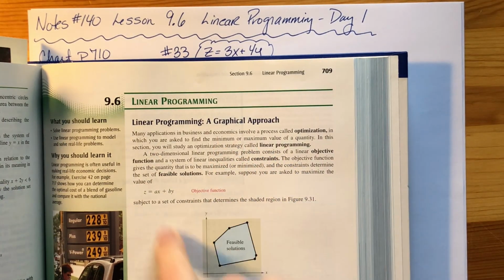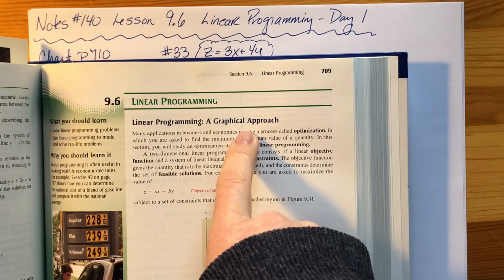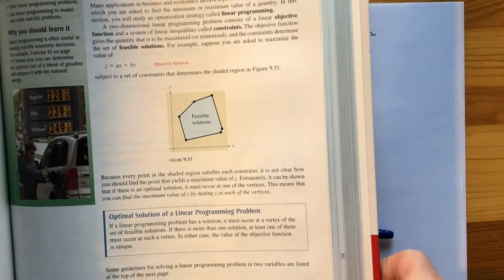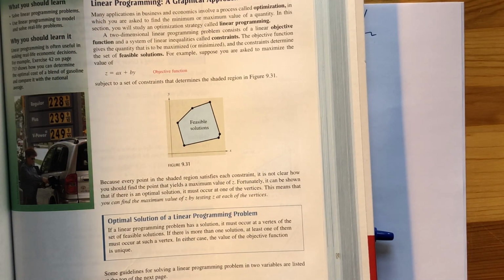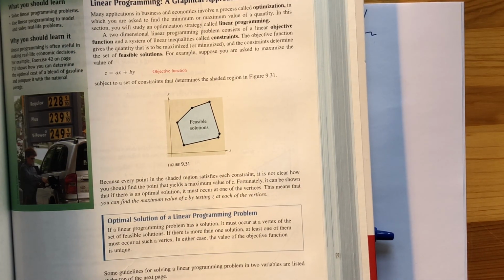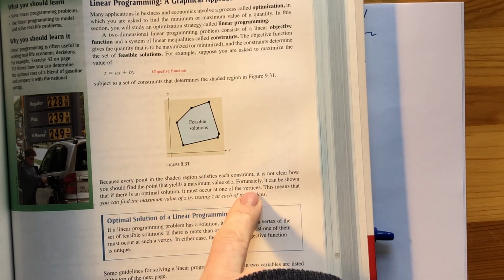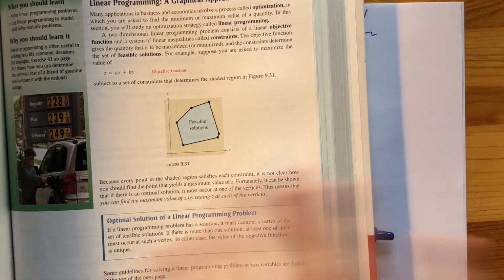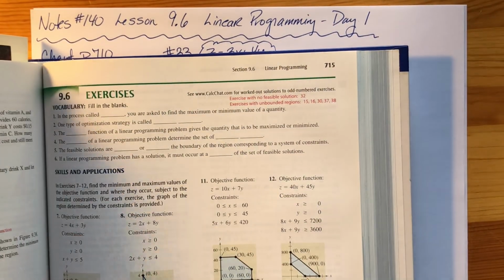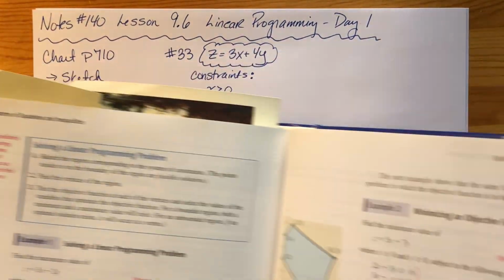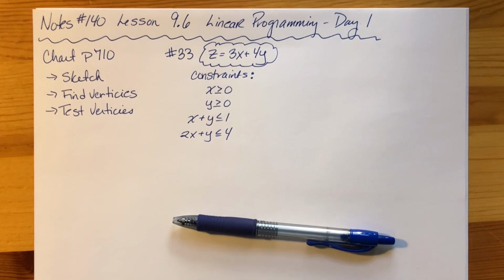I want to make sure that you read the section in your textbook on linear programming. We're going to use a graphical approach here, and you can see as they go through, they have a nice feasible solution. Every point in the shaded region is going to satisfy the constraints. And what you want to remember is the optimal solution will occur at one of the vertices, so at the corners. So it's important that your graphs are really on task for these. There is a very nice set of directions on page 710 for you to use, and that's what we're going to be basing our graphical approach on here.